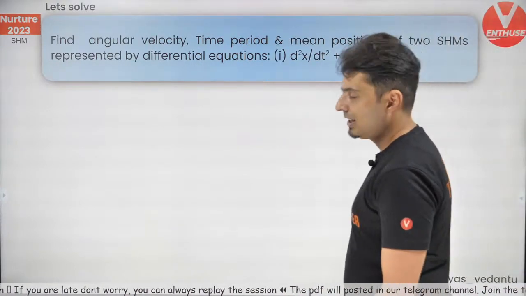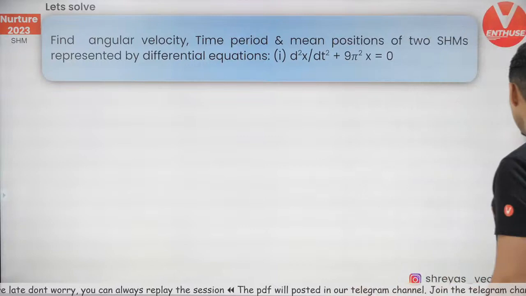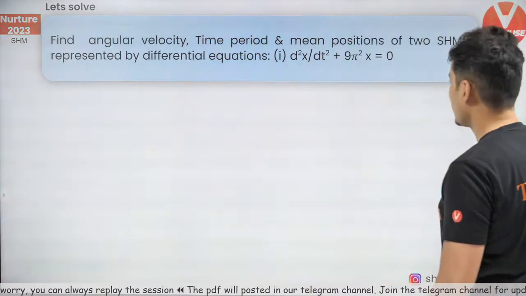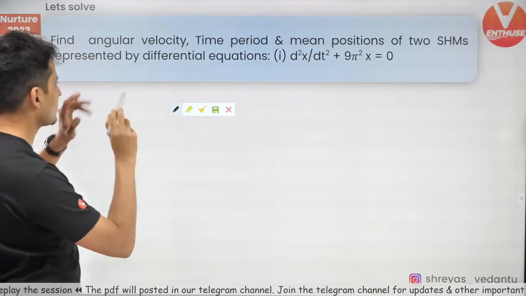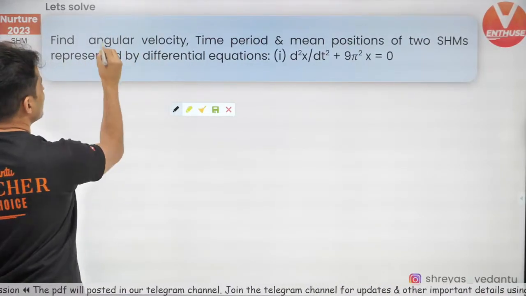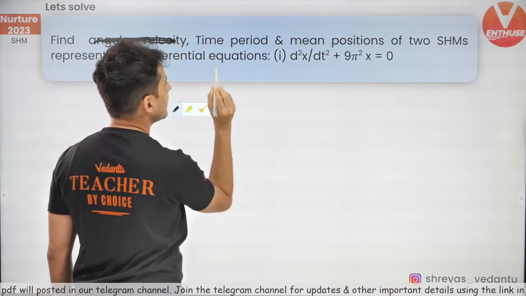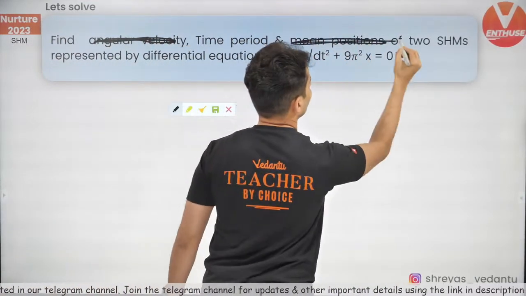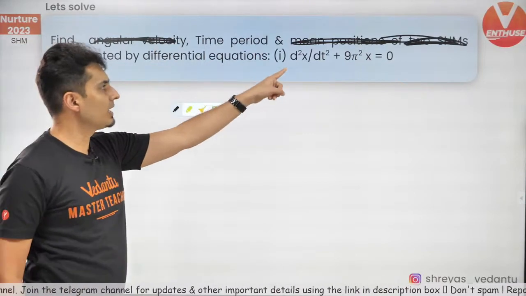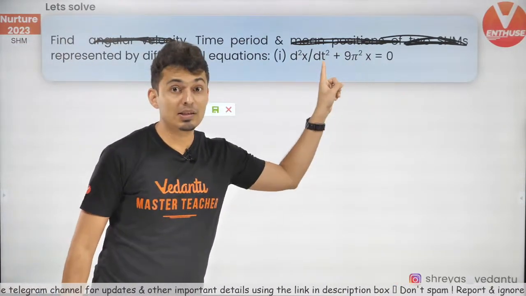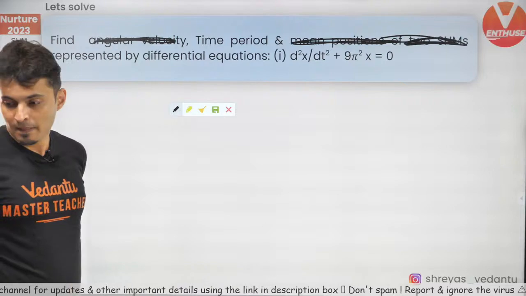Okay, so we have another equation, but I think many things were unnecessary over here. This was a part of a big question, so I just want to solve the smaller part of it. I just want not the angular velocity, I just want, okay, and this is not two SHMs, it's just one SHM. So find the time period of this SHM given by this differential equation.